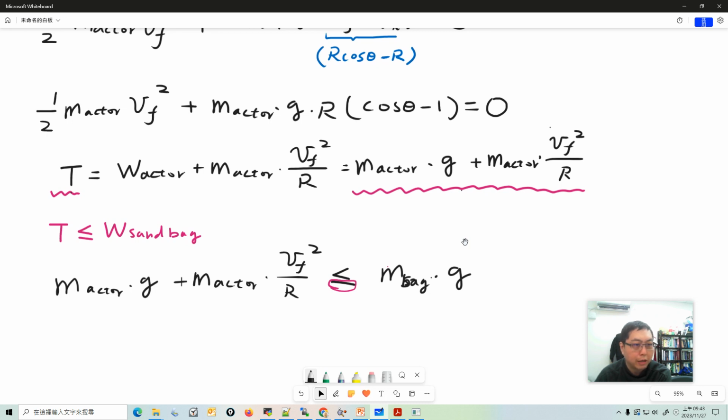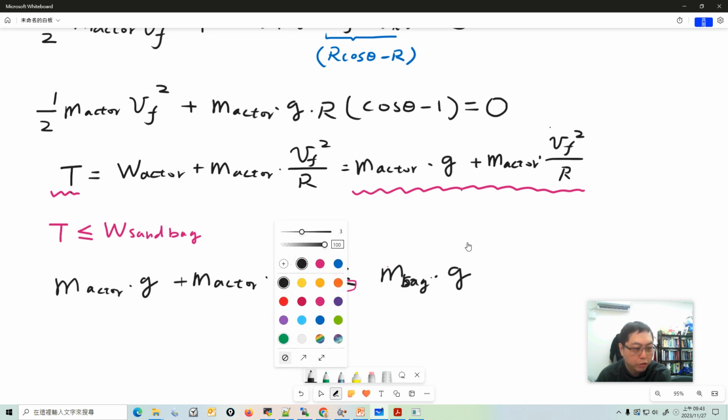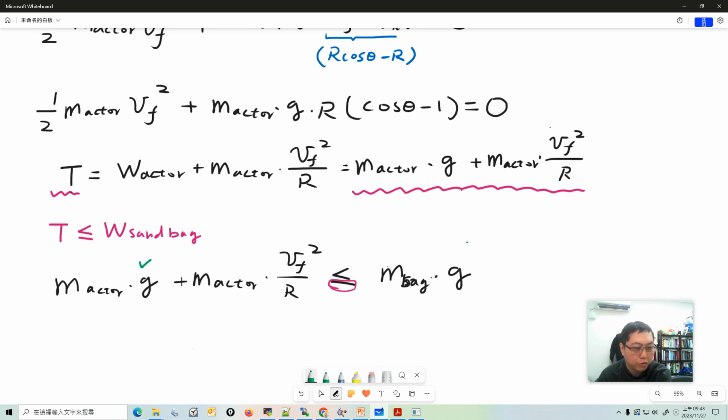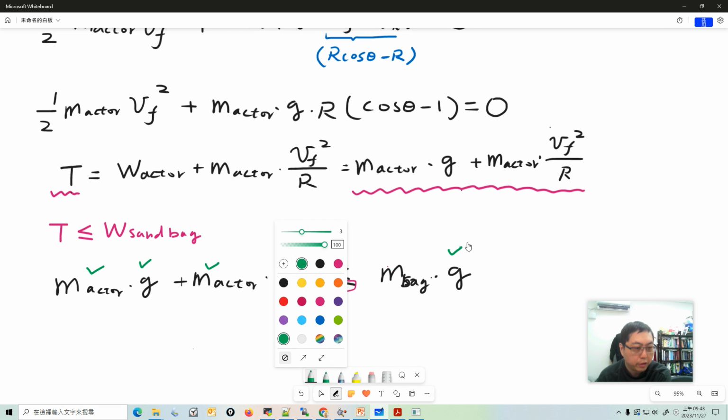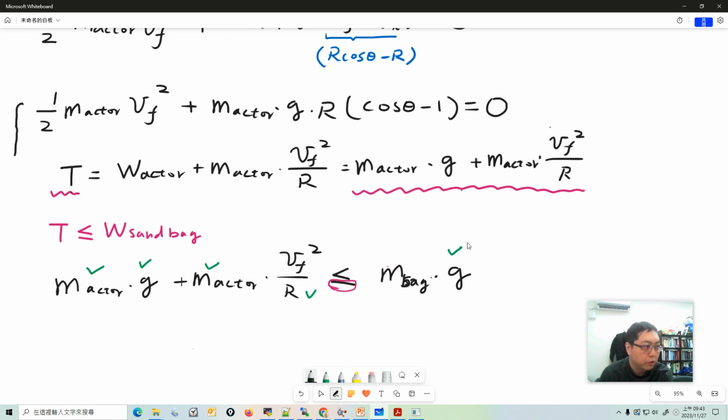The final problem is we should replace something. In this equation, g is known, R is known, m actor is known. The only thing we don't know is vf square. So we have to substitute vf square and replace it by information we have known. This is the final equation we want to use.